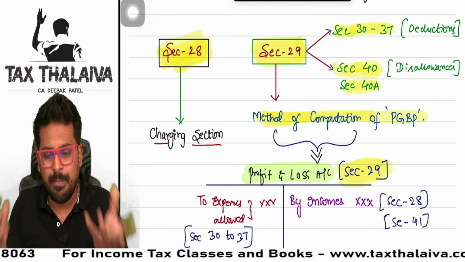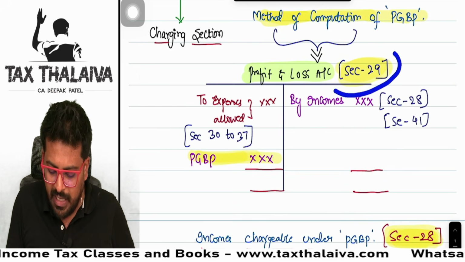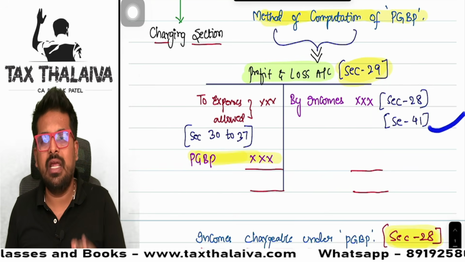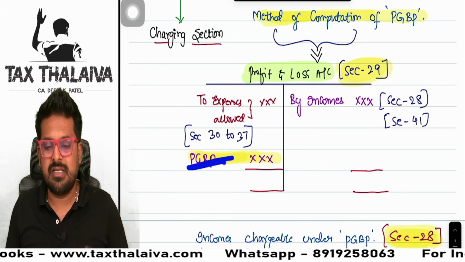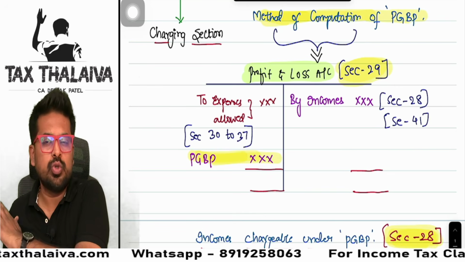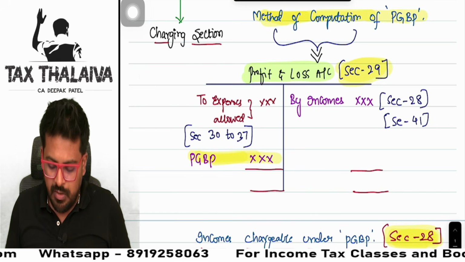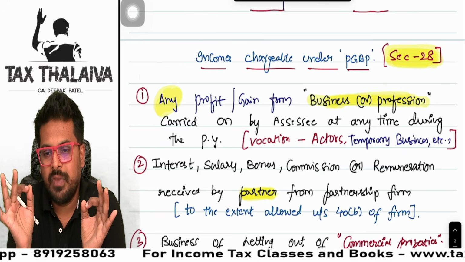What is the method? Very simple method. It is just a P&L kind of a format. Section 29 says that on the credit side, you have to consider section 28 and 41 incomes, and on the debit side, of course, you will claim the expenses under section 30 to 37. I will be taking you through all the sections which are relevant for the PGBP concept. First, we will take section 28, which is the income section.